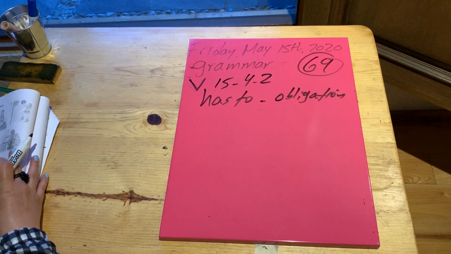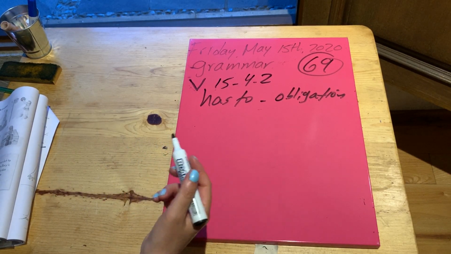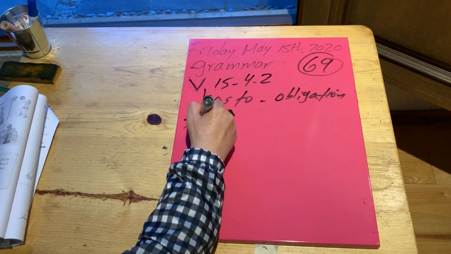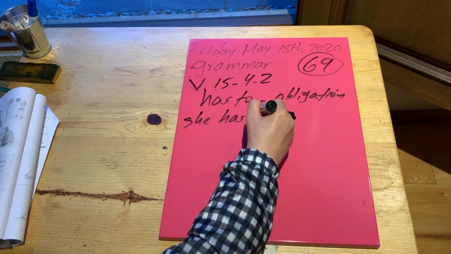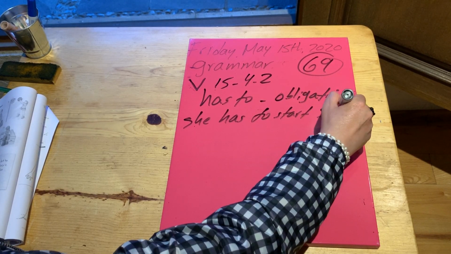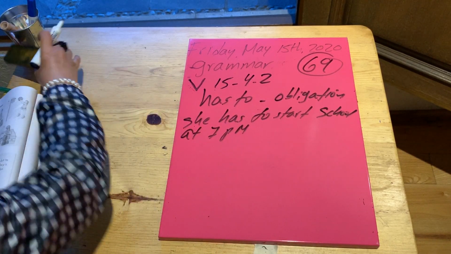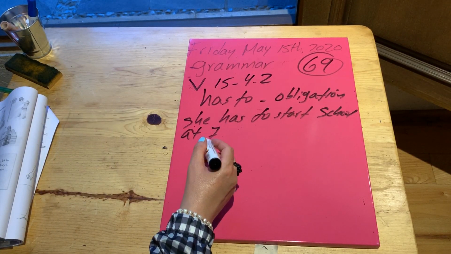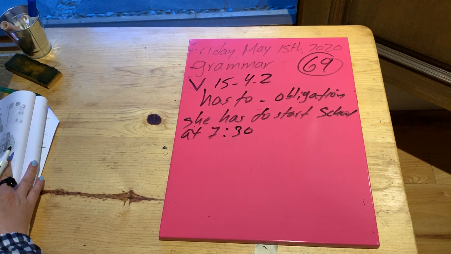Yes? Okay. So, entonces, we have number 1, Julia has to wear a uniform, and we have wear in parentheses. Now we're going to use number 2. She has to start school at 7 p.m. No, hombre. At 7:30. At 7:30. Okay?